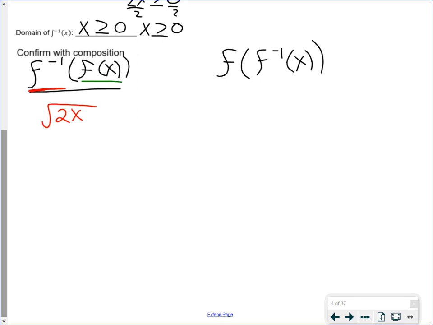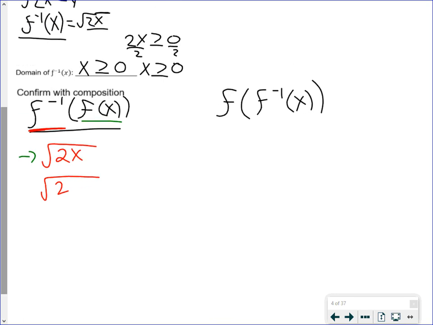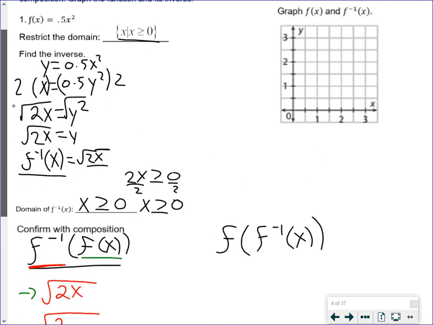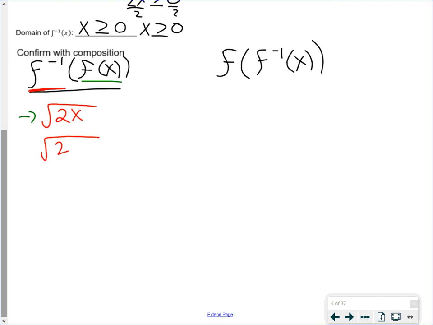Or in other words, we're going to replace the x in our f inverse function with our function f of x. So we have the square root of 2, and we write our x in terms of f of x. So we said our f of x, we double check, is 0.5 x squared. So instead of x, we're putting 0.5 x squared. So that's what that means. We're writing the inverse function in terms of f of x. So we have our function like this now, and we're just going to go ahead and solve it out.